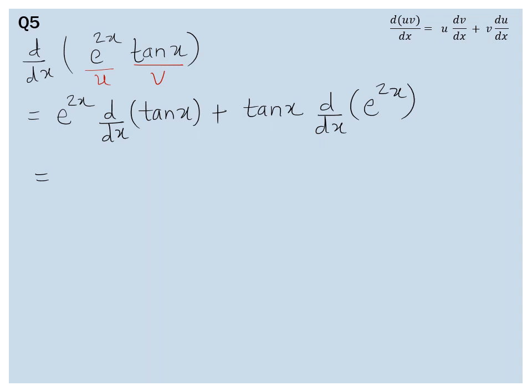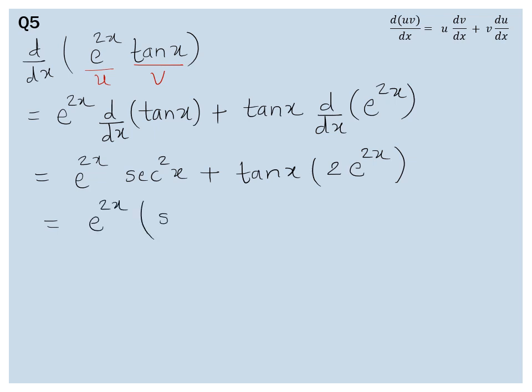Simplifying this, e to the power 2x, derivative of tan x is sec square x, plus tan x, and as we have done earlier, derivative of e to the power 2x is 2 into e to the power 2x. Simplifying this further, taking e to the power 2x common, from the first term sec square x and from the second term 2 tan x is left. So this is the solution for derivative of e to the power 2x into tan x.